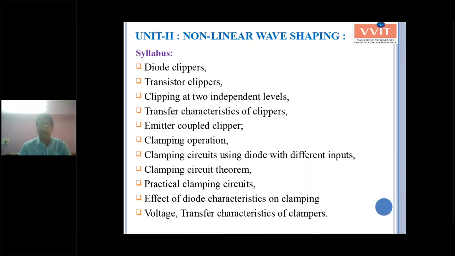So there are different types of clamping circuits: positive peak clamping and negative peak clamping. Then the clamping circuit theorem. Then what are the practical clamping circuits, the effect of diode characteristics on the clamping voltage, and the transfer characteristics of the clamper. This is the syllabus of the JNTU Kakinada second unit of pulse and digital circuits.